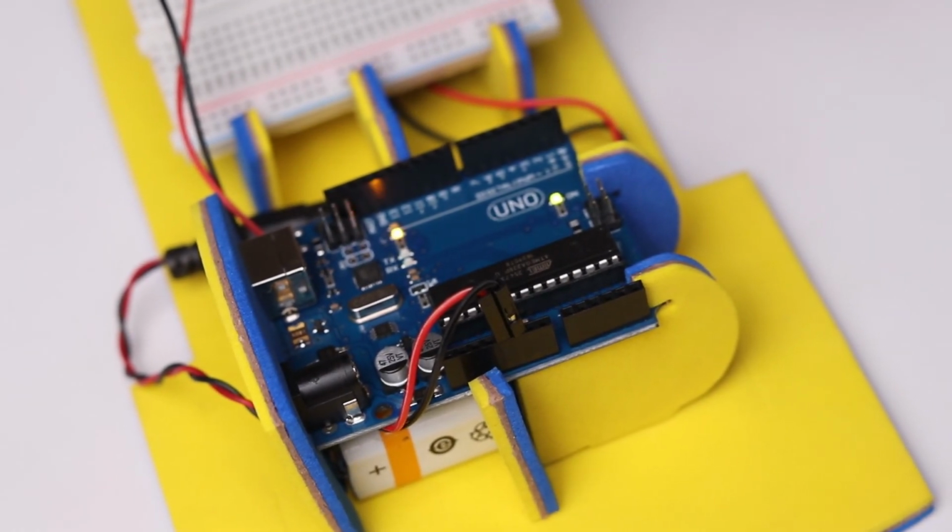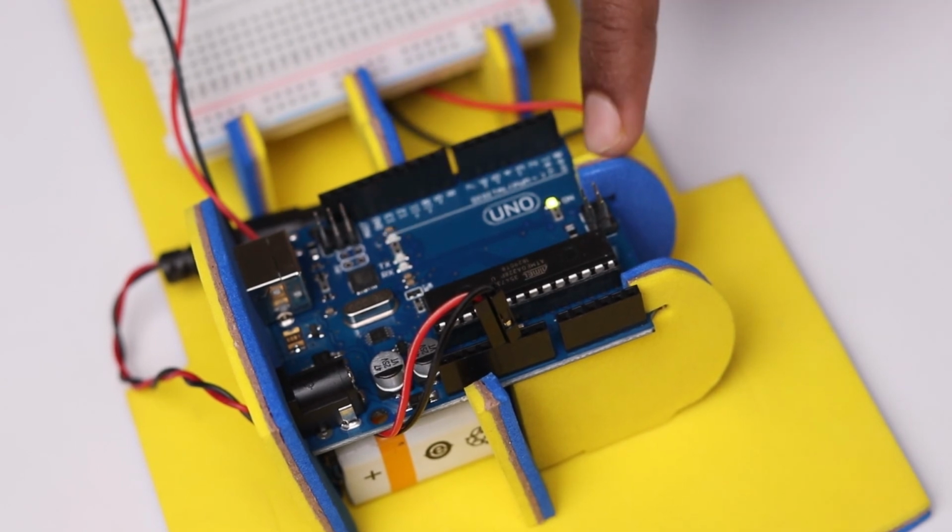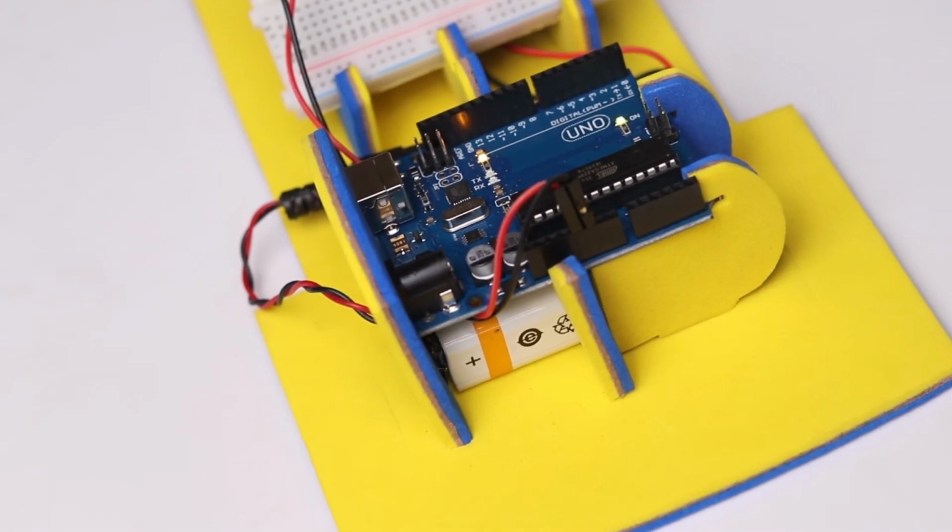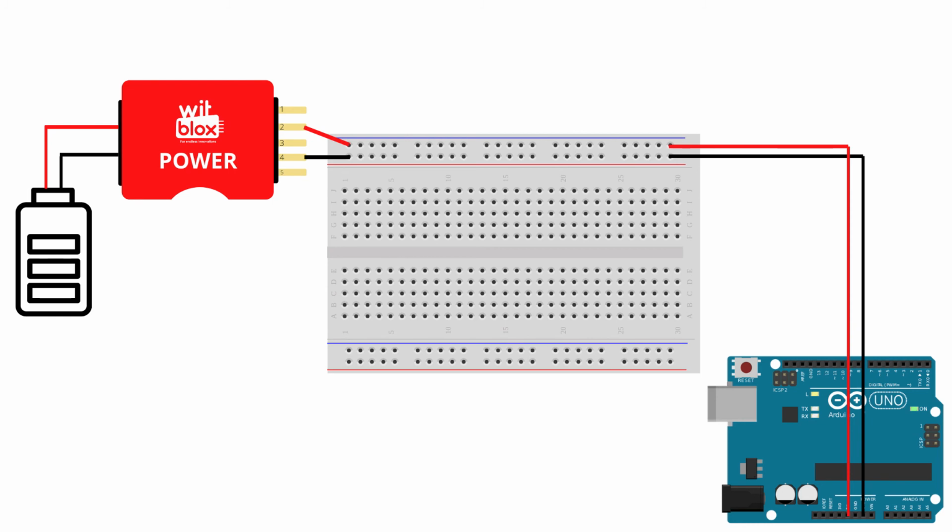Warning! Do not connect black to VCC and red to ground. This will destroy your Arduino. And always check your connections before switching on the power.